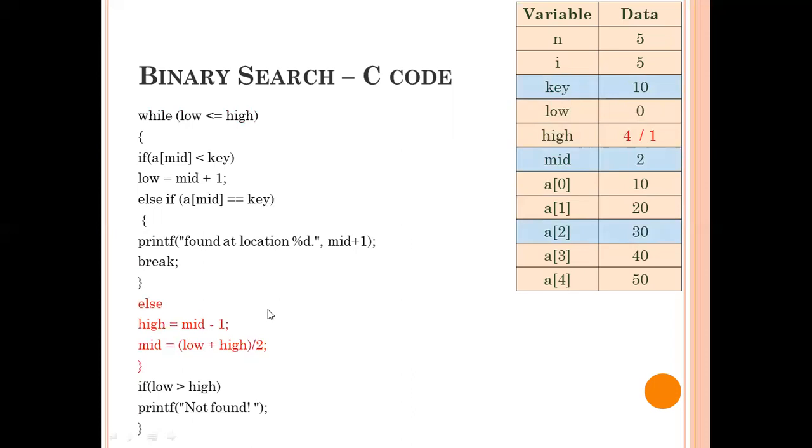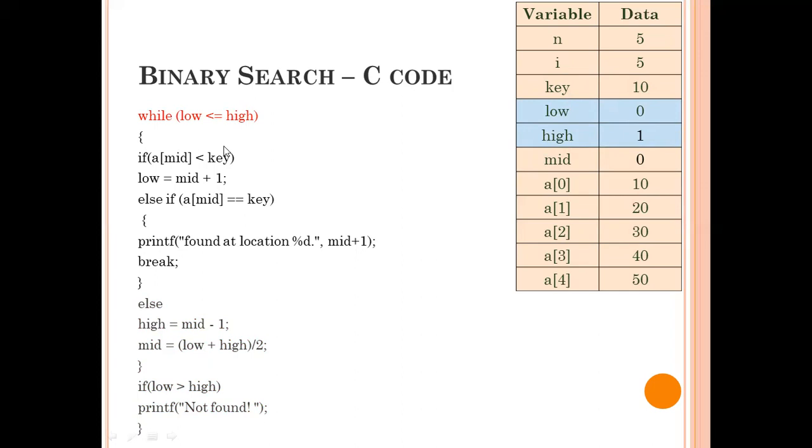So what we have to do is update the high value. high is equal to mid minus 1. The mid value is 2, so mid minus 1 is 1. So it is updated from 4 to 1. Okay, so next I'm going to repeat the same procedure. Again we check whether low is less than or equal to high.